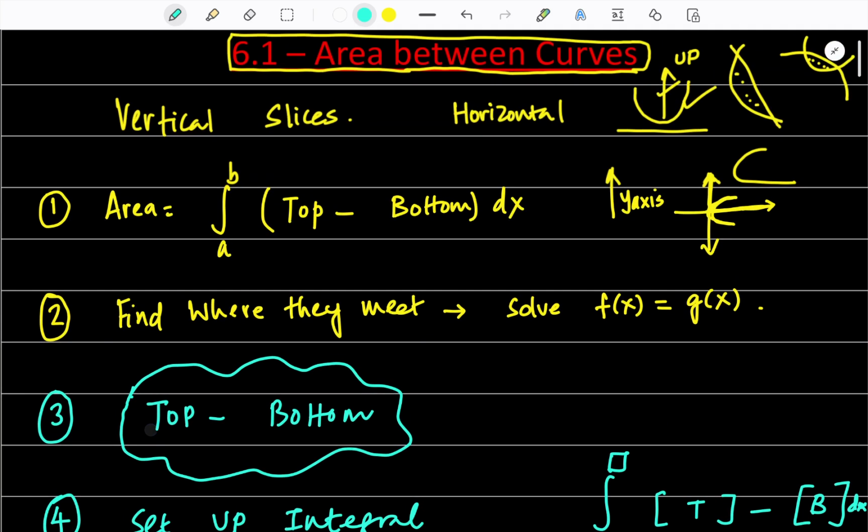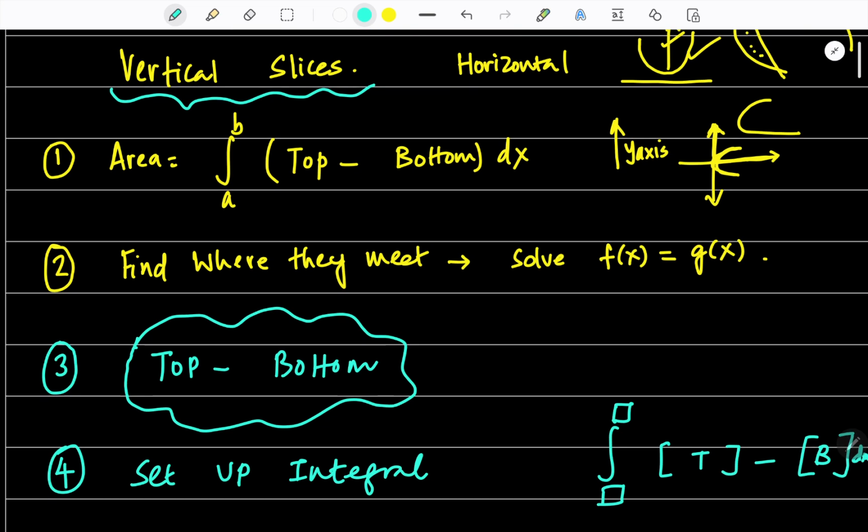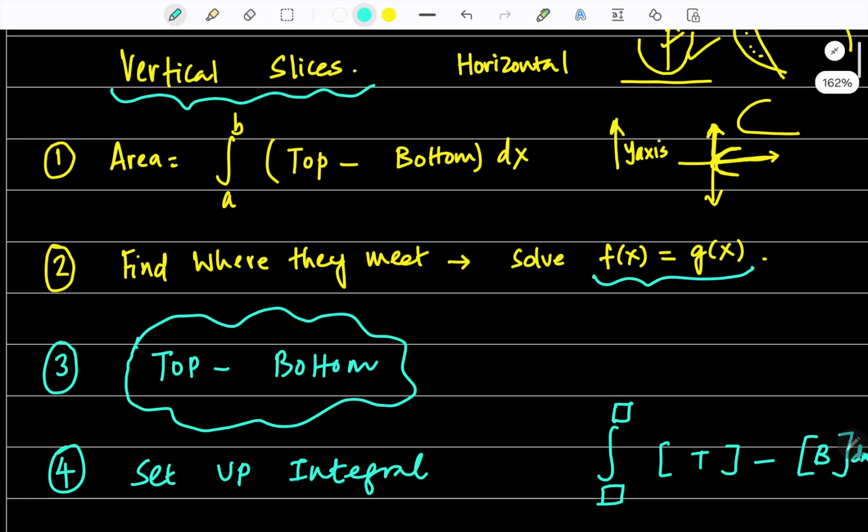Let me explain it again. If the question is in vertical slices, what steps do you have to follow? Step number 1, the formula: area is the integral from a to b of top minus bottom dx. Step number 2, find your intersecting points. That means the intersecting points of the two curves, found by making f of x equal to g of x. Then set up top minus bottom.